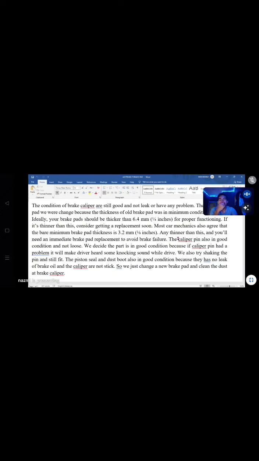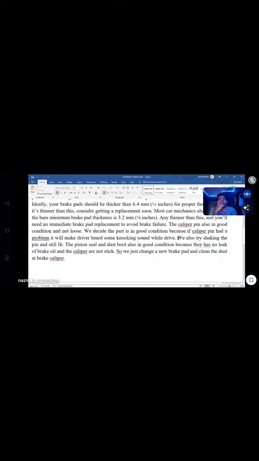you can still use it, but you must change it immediately, because it will put you in danger. You will be in danger if you use a brake pad with thickness below 2 mm. So any thinner than this, and you need immediate brake pad replacement to avoid brake failure.